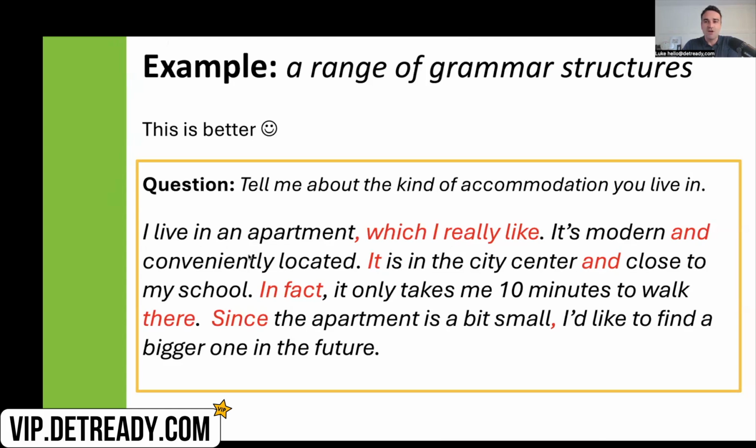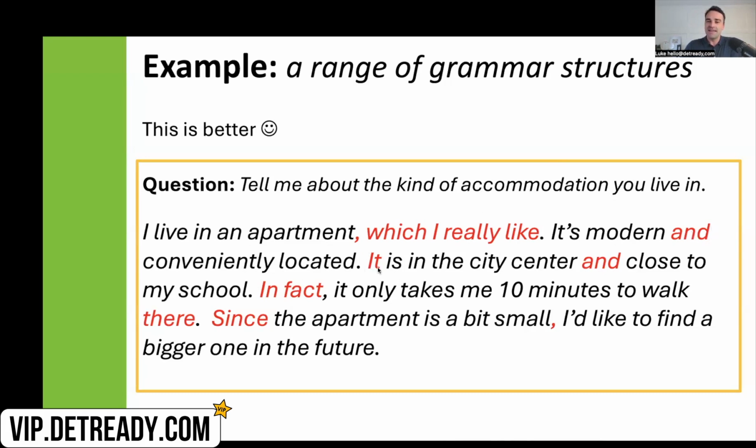Yeah, it's a relative clause. Which, that, who, when, with a comma, we call them relative clauses. So that's better, right? Relative clauses add more ideas, a bit more nuance, to your sentence. Okay, next one. It's modern and conveniently located. So using 'and' to link things that are related.